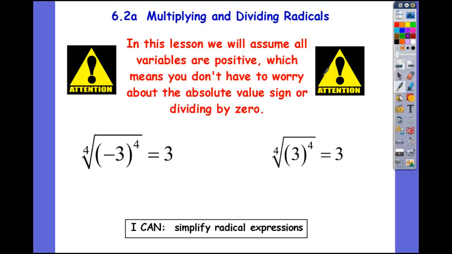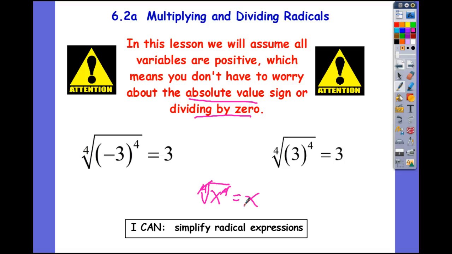In 6.2, we're multiplying and dividing radical expressions. Just to note, again, in this lesson we will assume all variables are positive, which means you don't have to worry about the absolute value sign or dividing by 0. In other words, if I take the fourth root of x to the fourth, if x is a positive number, we can just say those cancel each other out and we'd be left with x.